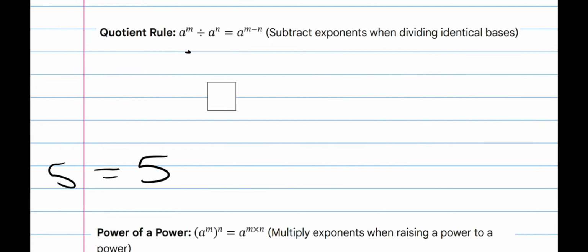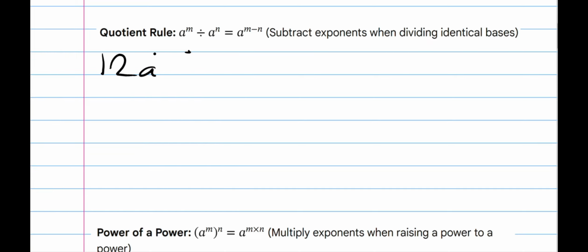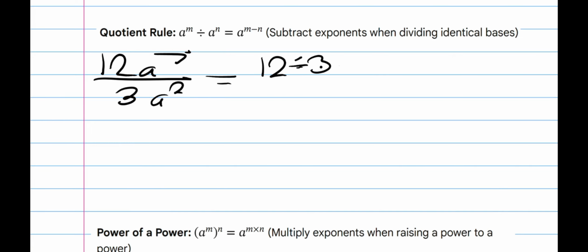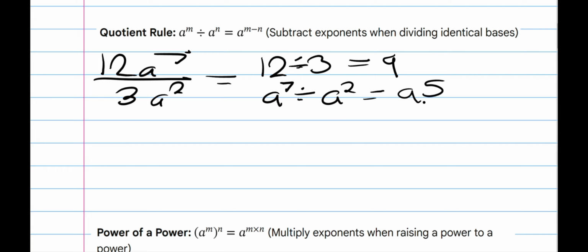Another would be 12a to the power of 7 divided by 3a squared. If you observe, 12 is divisible by 3. And if you divide 12 by 3, you would get 4. And here, you're given a to the power of 7 divided by a squared. You would get a to the power of 5. So the value would be 4a to the power of 5. That's your final answer.